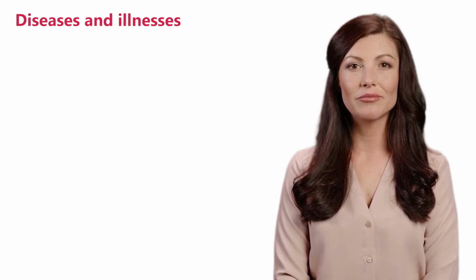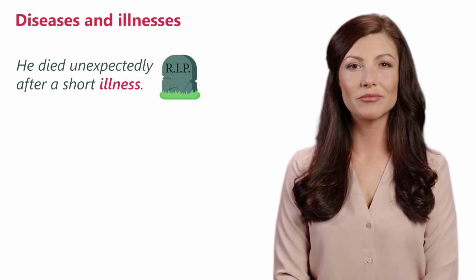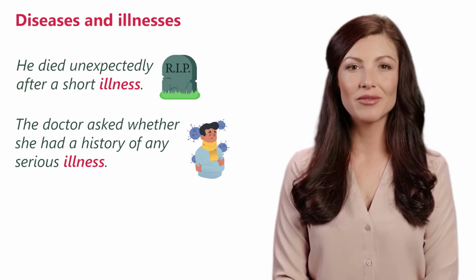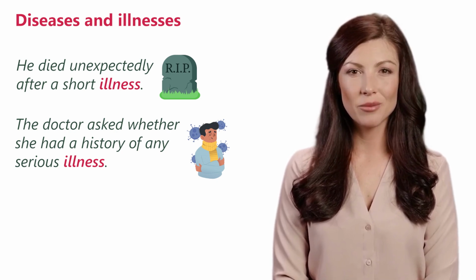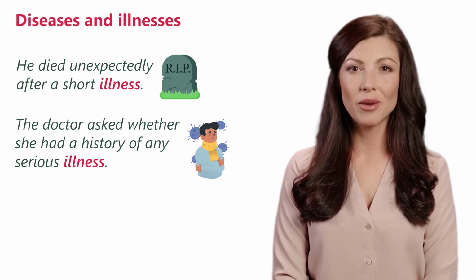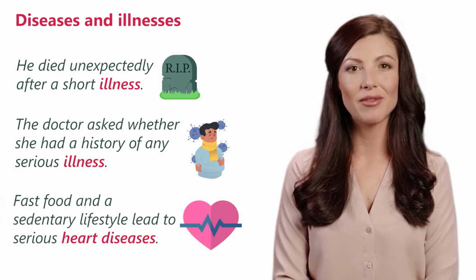An illness is a general word for a period of not being in good health. He died unexpectedly after a short illness. The doctor asked whether she had a history of any serious illness. A disease is a particular illness with a name, or an illness that affects a particular part of the body. Fast food and a sedentary lifestyle lead to serious heart diseases.